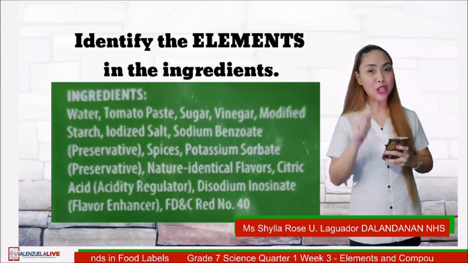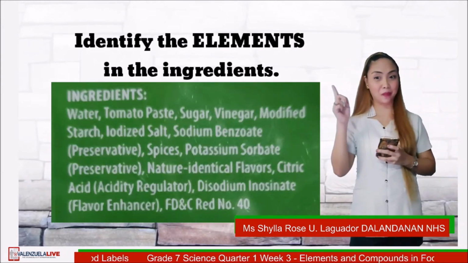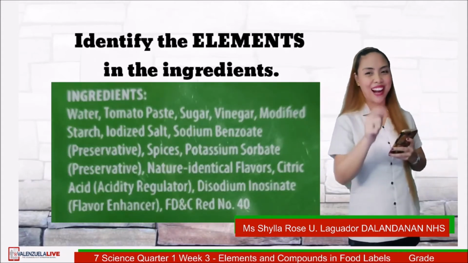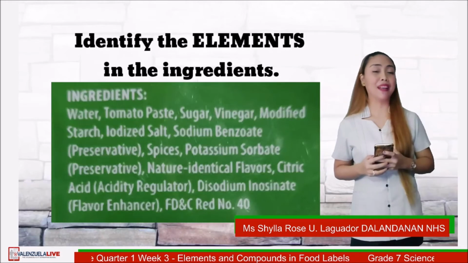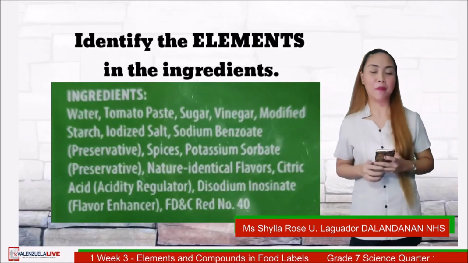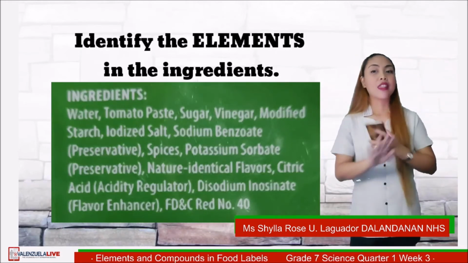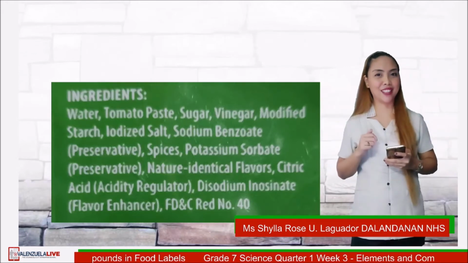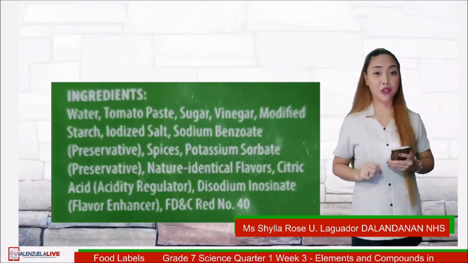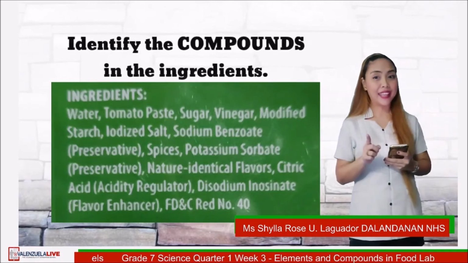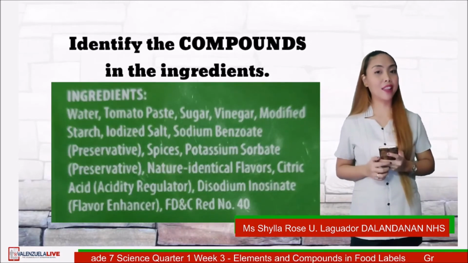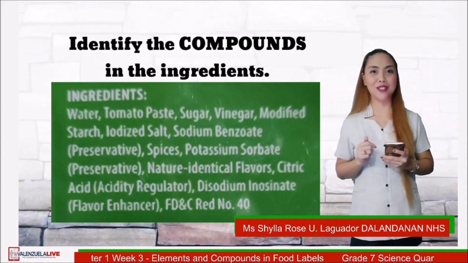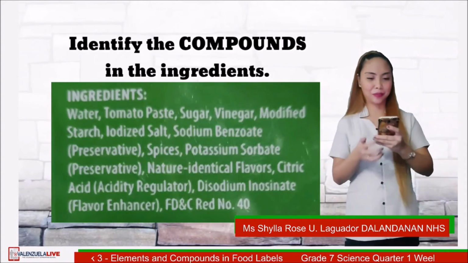Okay, so did you see any element listed here? Well, upon checking your answers, you're right. There are no elements present in the given example. Though, let me tell you that there are several compounds and minerals on the list. So, for the last question, I want you to find and name some compounds in the list of ingredients. Okay, so let me give you a few moments to enter your answers.